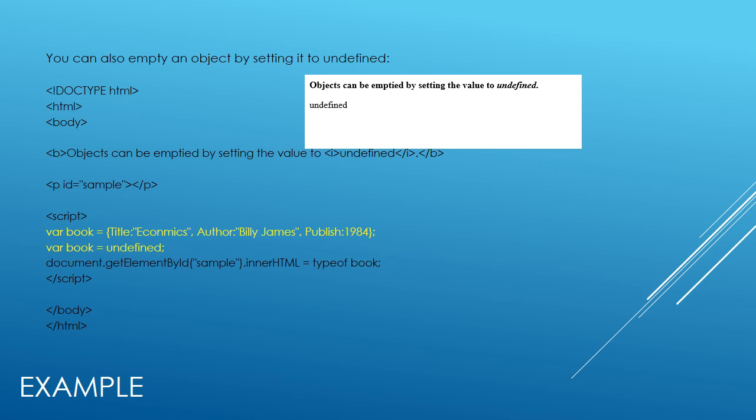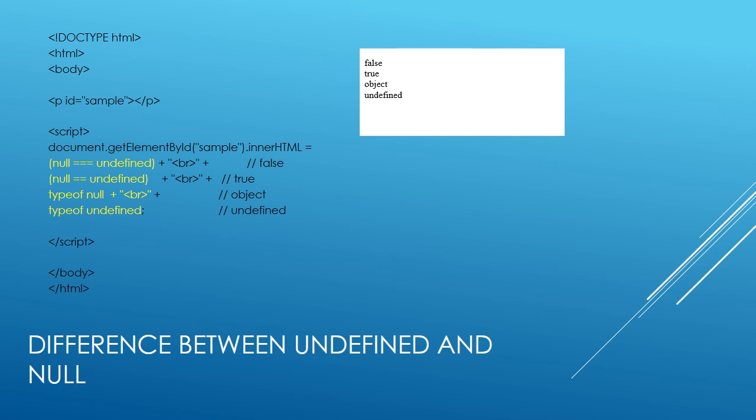You can also empty an object by setting it to undefined. Objects can be emptied by setting the value to undefined. The difference between undefined and null, sample.